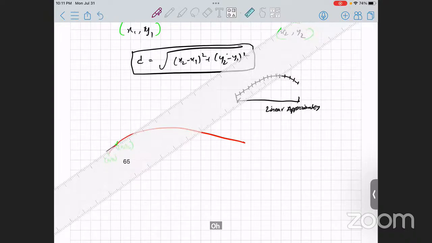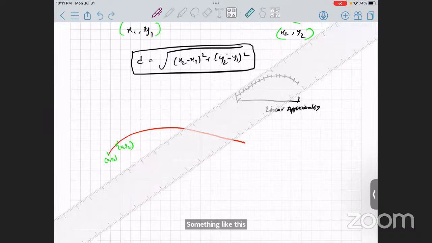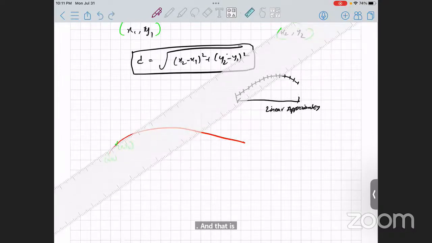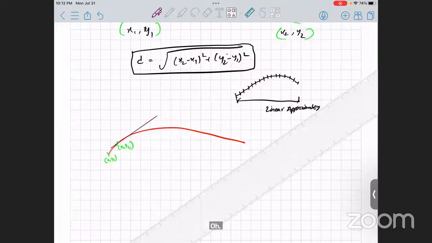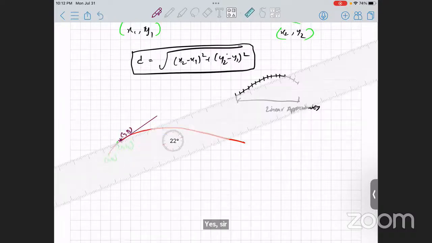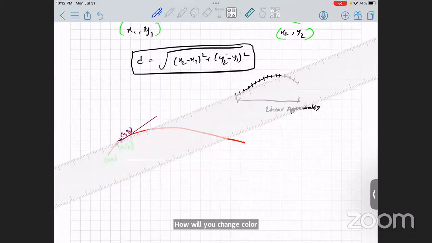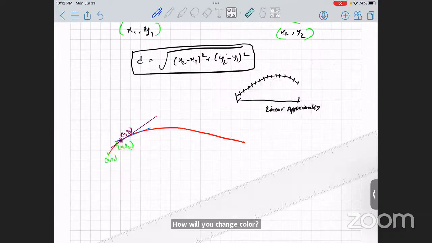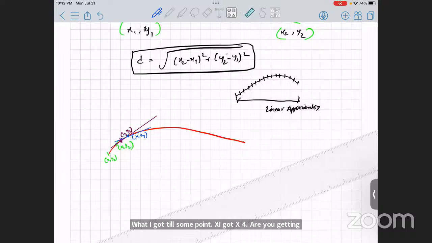Something like 35 degrees, tan 35, from the tangent. Till here I can approximate with a straight line. I select x3, y3, and again I draw a tangent from x3, y3. Now I will change color. I got till some point, x4, y4. I'm just giving you an explanation of how you can approach it.